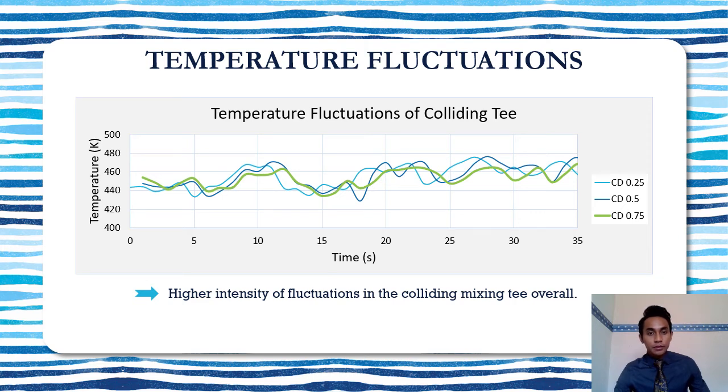For the 0.75D region, which is the green colored line, the temperature fluctuations are not as high as other sections. By referring to the turbulent regions in the colliding mixing T figure shown, the turbulent intensity is lower in this region. This is the reason why fluctuations are lower here. So in this region, good thermal mixing has also been achieved. By comparing both of the graphs, we can conclude that there is a higher intensity of fluctuation in the colliding mixing T overall.